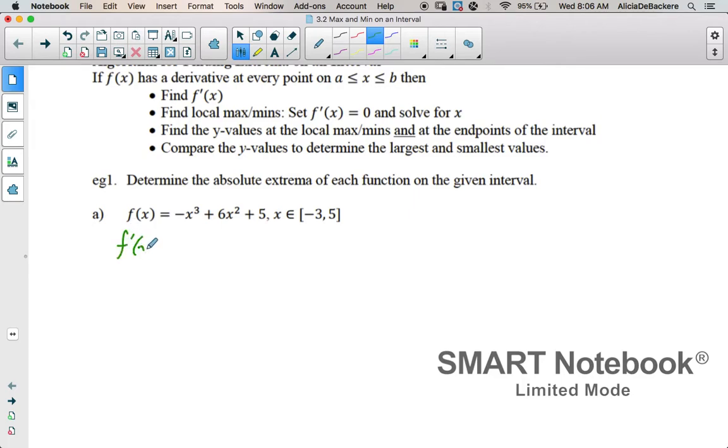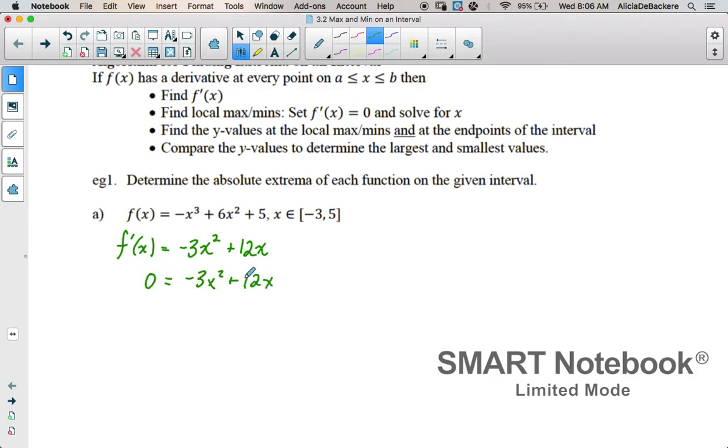So taking the derivative, this one's a nice easy one. We'll bring the exponent down and multiply it with the existing coefficient. Subtract 1 from the exponent. Bring the exponent down, multiply it with the existing coefficient. Subtract 1 from the exponent. And the derivative of a constant is just 0. Now that I have the derivative, the next step in my algorithm tells me to set it equal to 0. This is where I'm finding horizontal tangents.